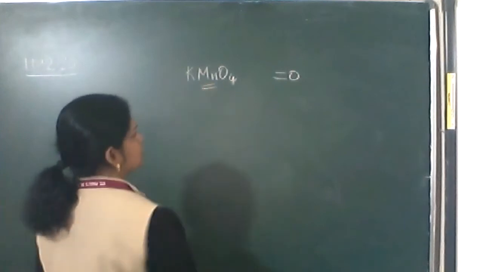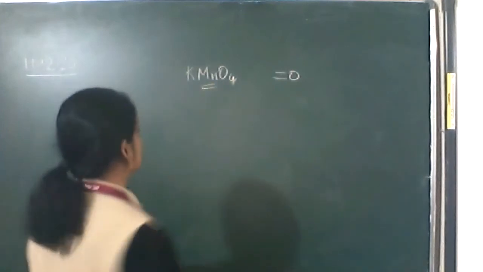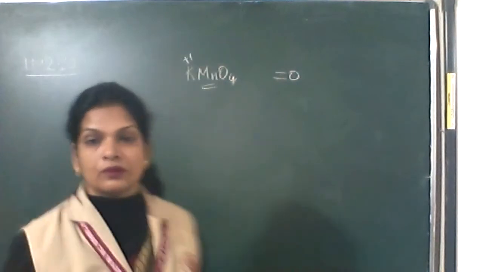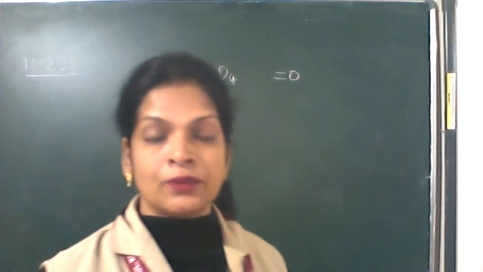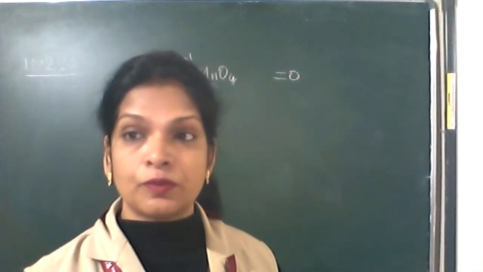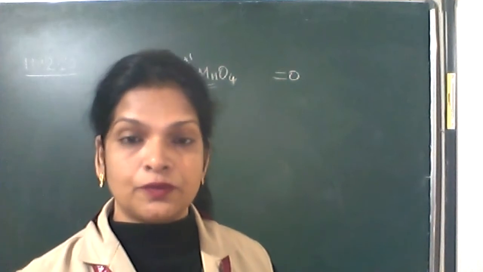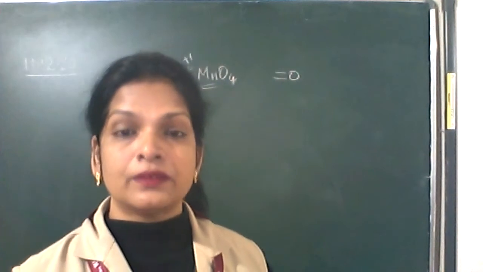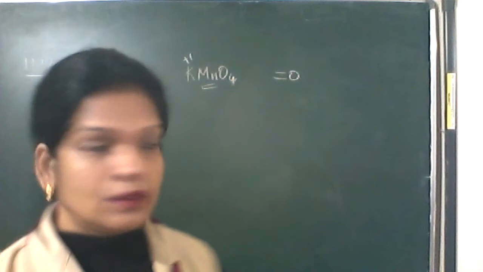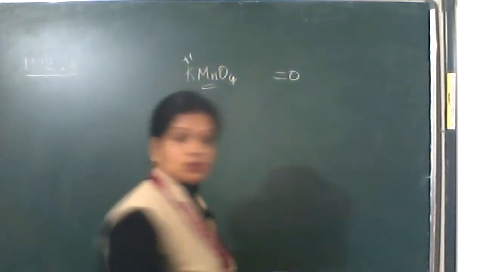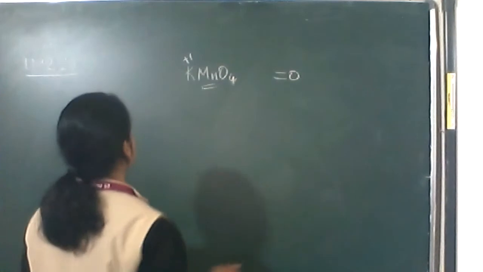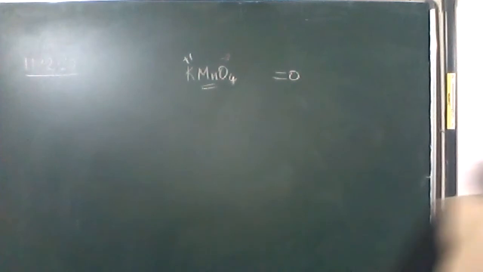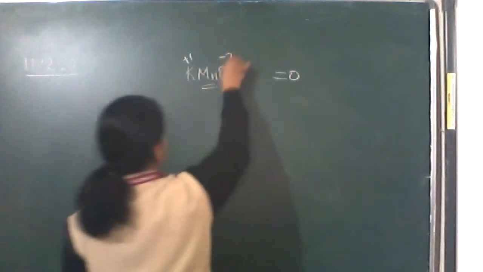Find out the oxidation state of Mn. K is plus 1, since K is from the first group. First group plus 1, second group plus 2, 13th group plus 3, 14th group plus 4, 15th group minus 3, 16th group minus 2, 17th group minus 1. The 18th group means noble gases, no oxidation. So oxygen is minus 2.